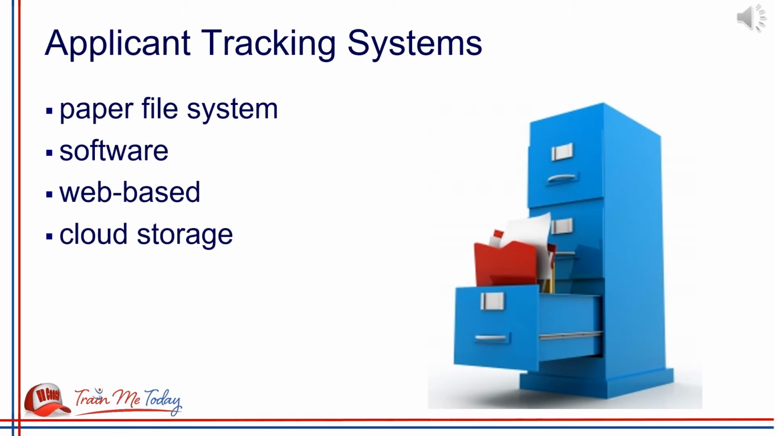Organizations need to track job applicants as they move through the steps of the application process. For small organizations, a paper file system may be adequate. Larger organizations, however, often need more sophisticated recruitment management and applicant tracking systems. Organizations can build custom computer software or purchase recruitment and applicant tracking software from a vendor. Web-based applications that use cloud storage are also available.